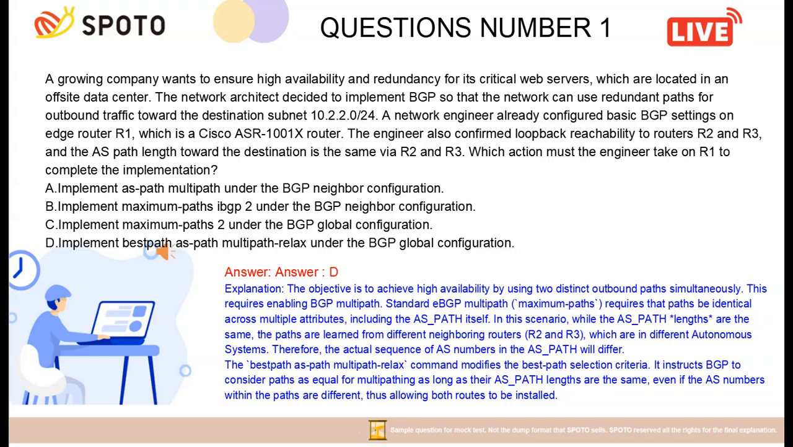The best path ASPath multipath relax command modifies the best path selection criteria. It instructs BGP to consider paths as equal for multipathing as long as their AS_path lengths are the same, even if the AS numbers within the paths are different, thus allowing both routes to be installed.